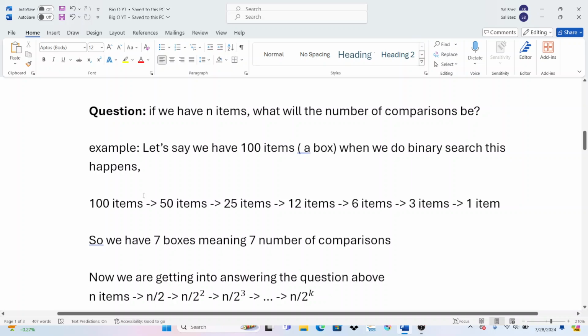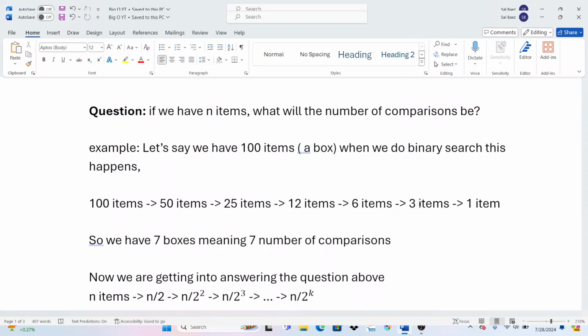So if I have 100 items, we're going to have 50. If I have 50, I'm going to have 25. If I have 12, I'm going to have 6. If I have 3, I have 1. So realize here, when we get to 3 to 1, we're dividing by half. 3 divided by 2 is like 1.5. But what's half a number? That doesn't make any sense. 1.5 is like 1 and a half.